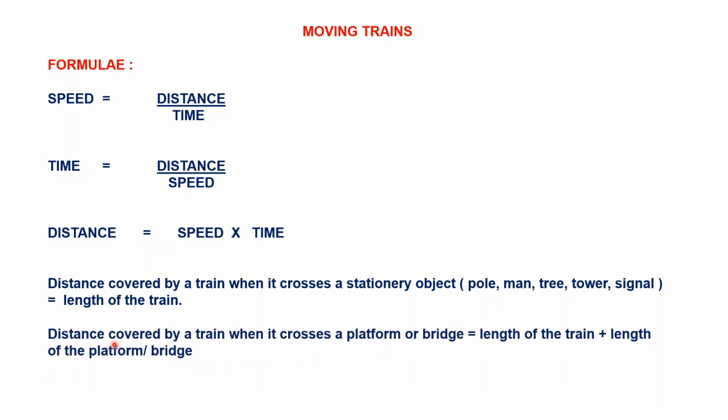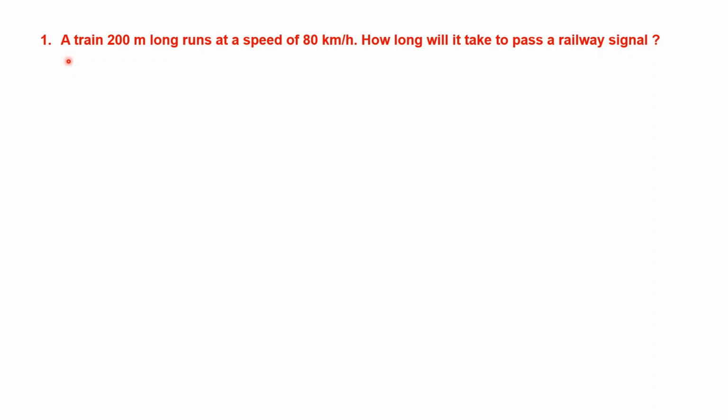Now, the distance covered by a train when it crosses a platform or a bridge will be the length of the train plus the length of the platform or the bridge. So these two statements you should know. So it's easy for us to find distance covered. Let's begin some problems. Let's begin question 1.